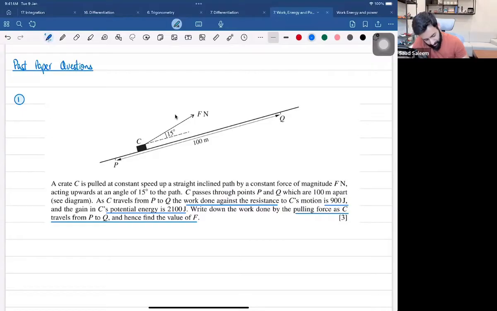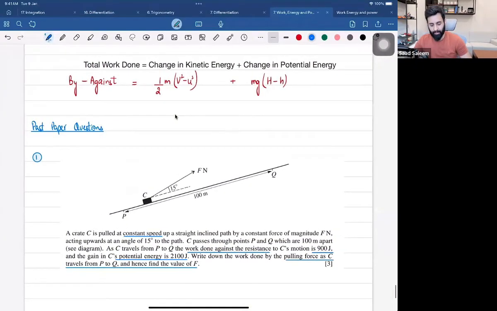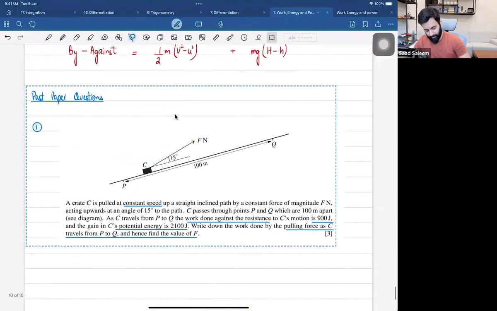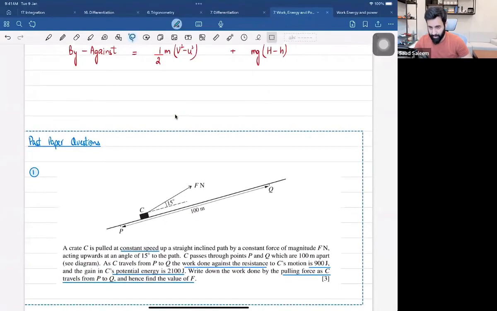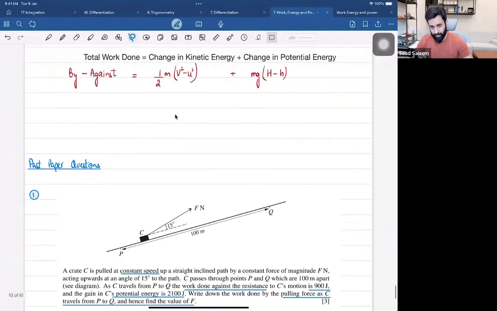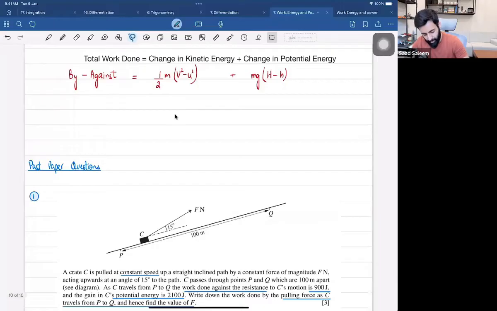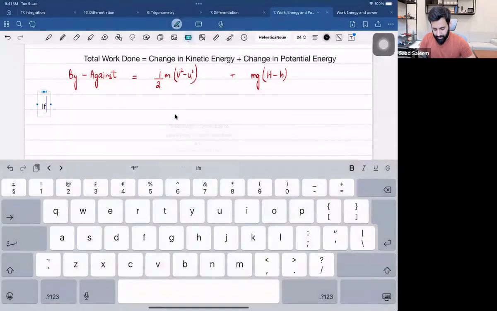Now, another very important keyword in this is that the speed is constant. What do you think will be the change in kinetic energy if speed is constant? I'm not asking for the kinetic energy. I'm asking for the change in kinetic energy. There will definitely be a kinetic energy, but there will be no change in kinetic energy. If the object is moving at a constant speed, that means there is no change in kinetic energy.